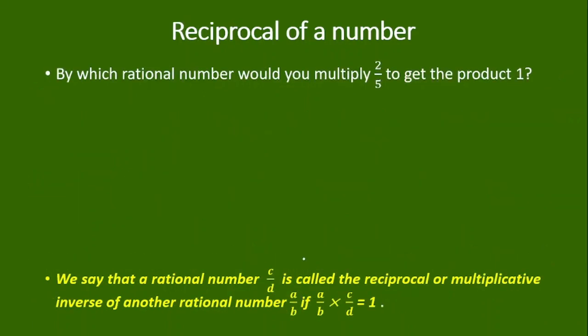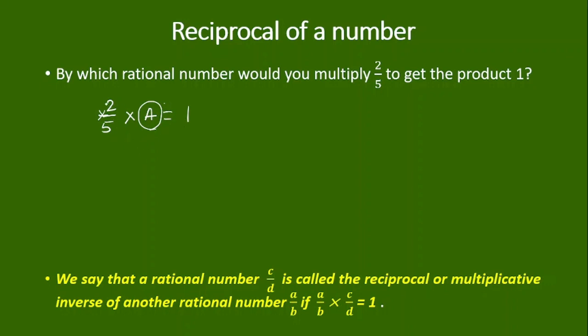Now let's see the reciprocal of a number. Suppose I have the number 2 upon 5. By which rational number would you multiply 2 upon 5 to get the product equal to 1? Here we are considering this number 2 upon 5 multiplied by which number? Suppose I take a number a. So this is equal to 1. I have to find the value of a. That means with which number if I multiply this 2 upon 5, I will get the product equal to 1. So how do we find the value of a?